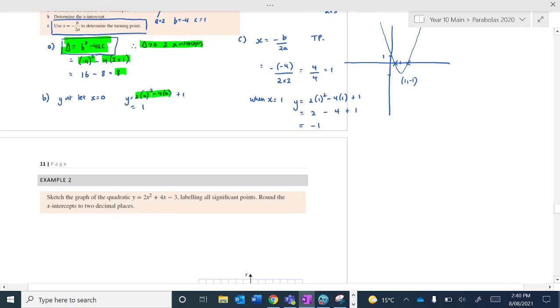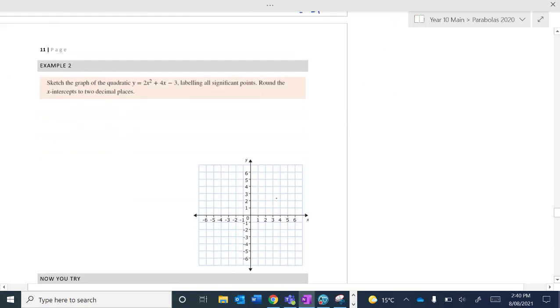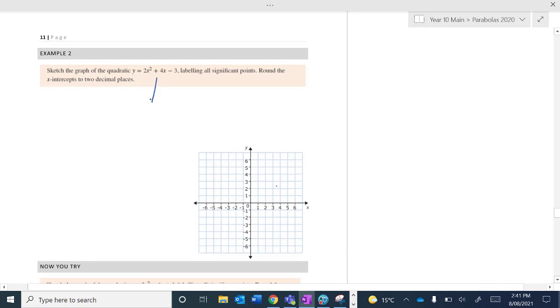Now, this time it's asking us to sketch the quadratic, labeling all significant points. So first of all, a lot of the time with these, I'll probably ask you to use the quadratic equation, because can we factorize? Well, it's not a monic trinomial because there's a 2 here. It's also going to be very hard to complete the square, because of this 2, that's going to make life a lot more difficult. So rather than do it this way or this way, we're going to use the quadratic formula.